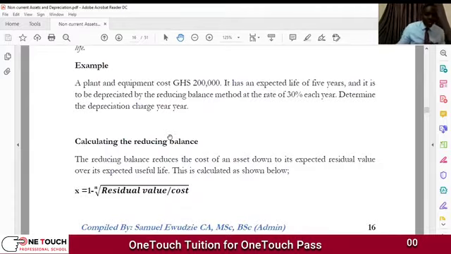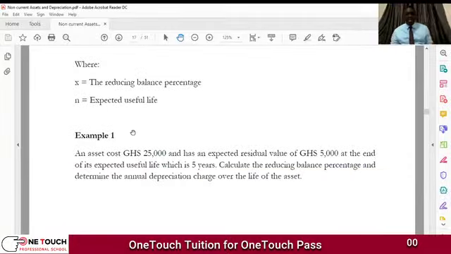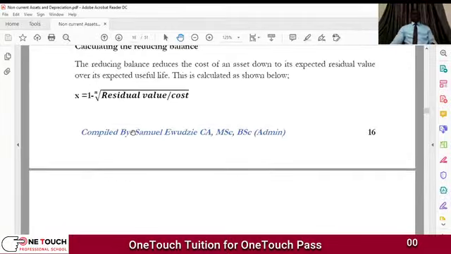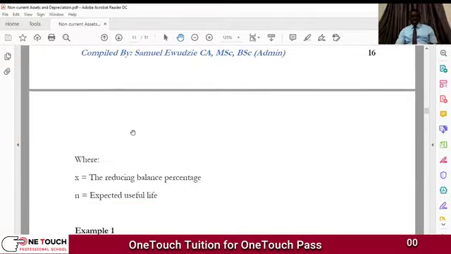All right. So calculating the reducing balance rate. We have a formula for determining the reducing balance rate. Reducing balance reduces the cost down to its expected residual value by its expected useful life. This is calculated as follows. You may use this one when you want to determine the rate. So you have x, which is the rate, the reducing balance percentage, and n is the expected useful life.